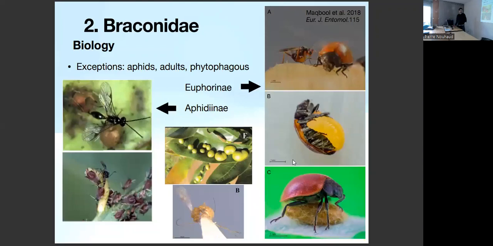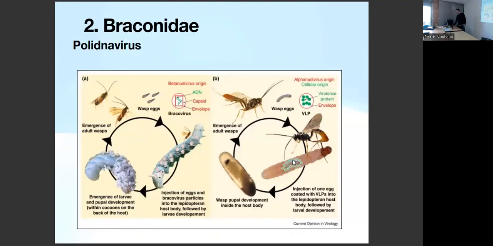There are exceptions. Some of the most important exceptions are the parasitoids of aphids, which are important for biological control, of course. Some groups are parasitoids of adults, which is really rare in the parasitoid world, even outside the braconids and ichneumonids. And some are phytophagous, which is not so rare in the parasitoid world.